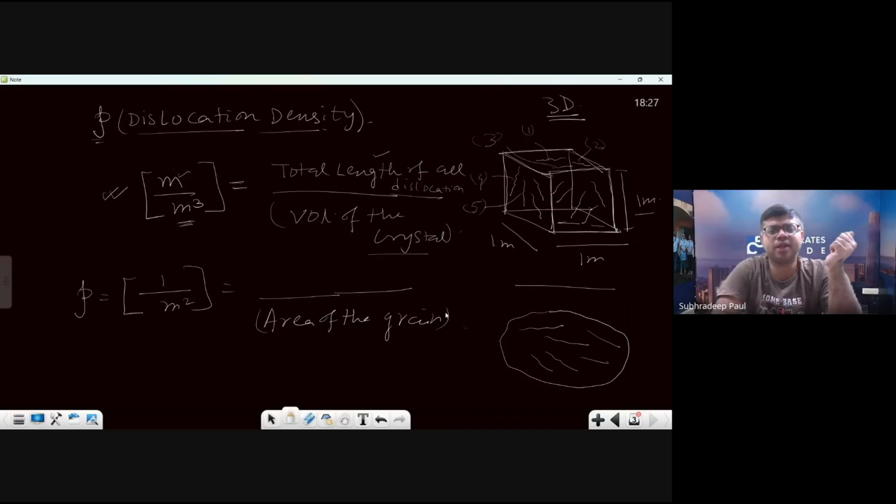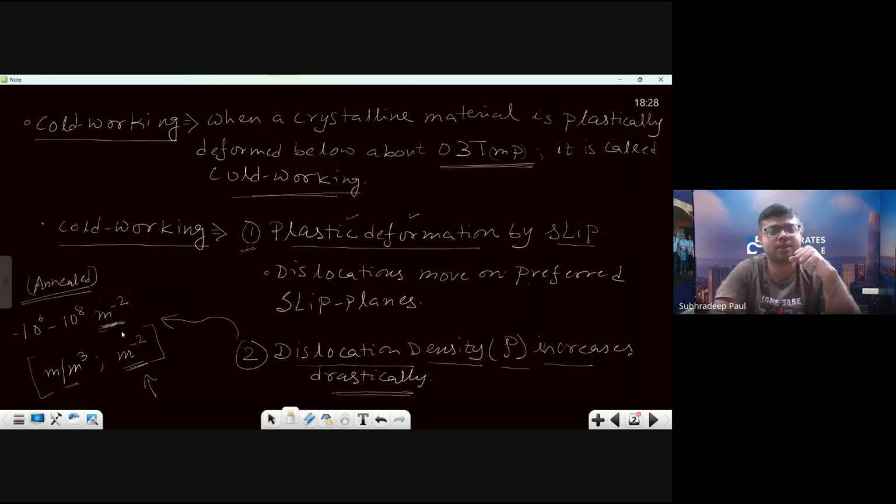So in one unit area of the grain, the number of dislocations gives me this unit. Both are correct: meter by meter cube comes to 1 per meter square only. Both units are correct, but per meter square is more frequently used.